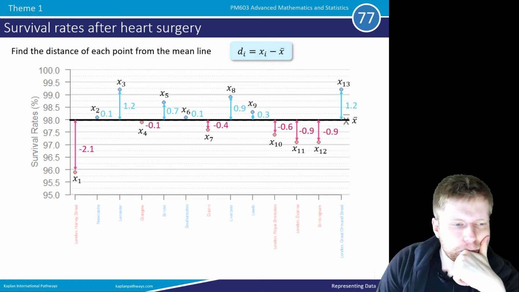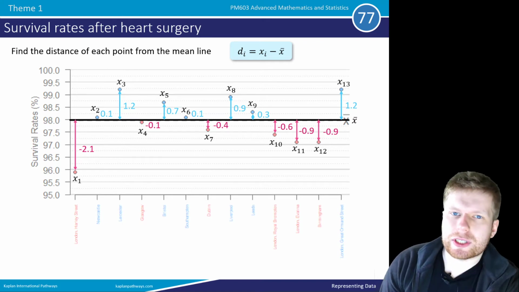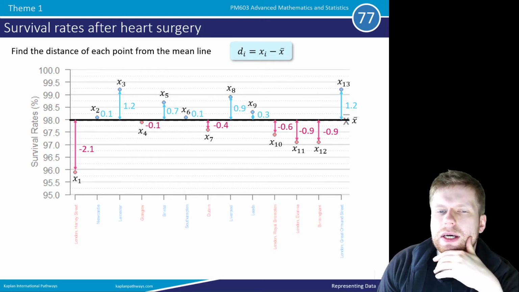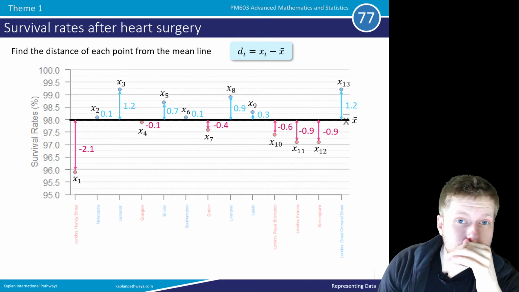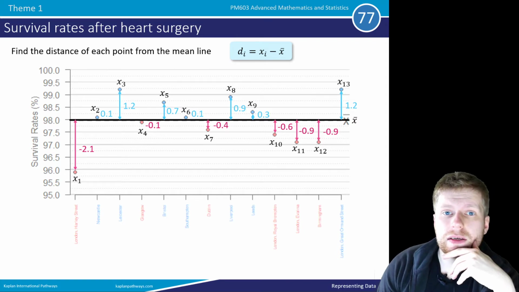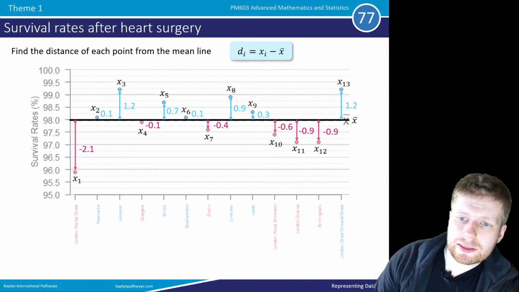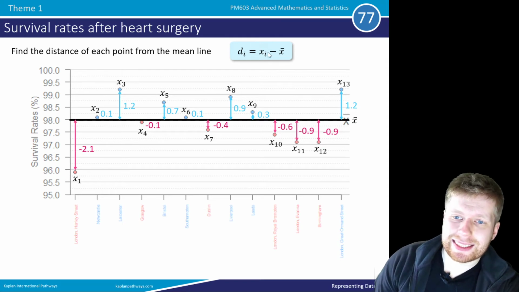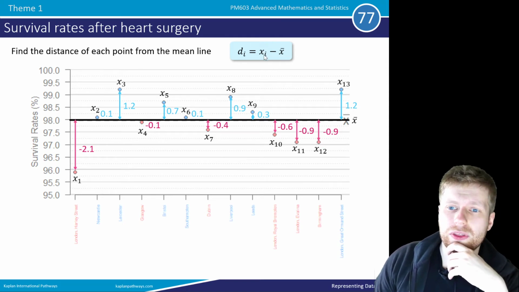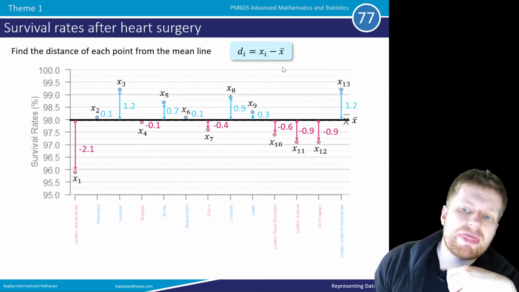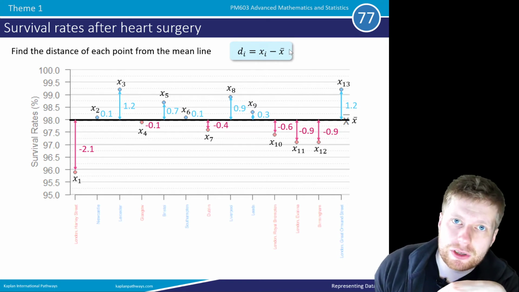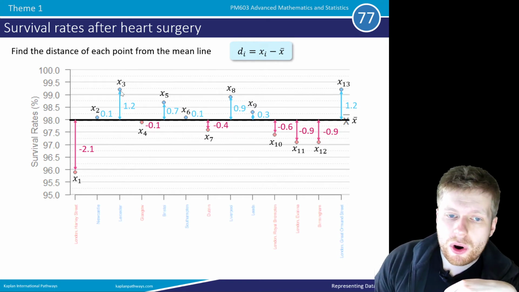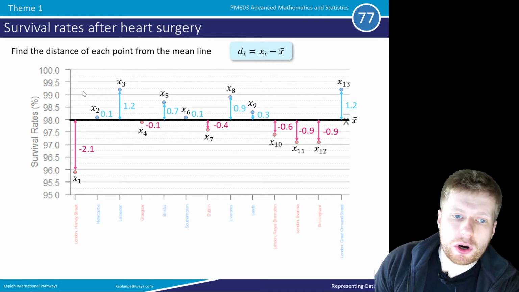Now if you look here, you've got some values which are positive and some values which are negative. I wonder if you can think, why are some values positive and some values negative? Well, the reason is simply because of how we calculated our distances. We took the survival rate first and then took away the average survival rate. So if you were above average, that's fine because you've got a bigger number.